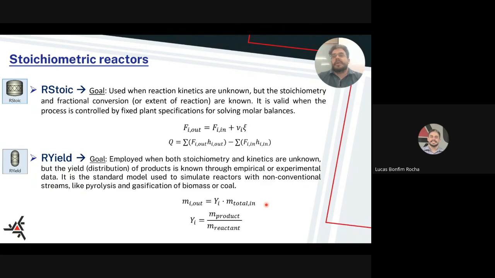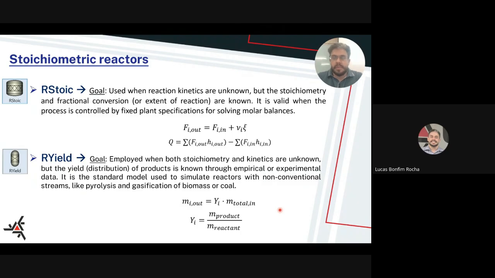When you have the characterization of our products, we can use this model. So it's based on the yield for each component. The yield is calculated based on the ratio between the product obtained and the reactant that was consumed for obtaining that product. So based on this relation, we can try to obtain how much we have in the output stream, based on what was fed into the input stream.